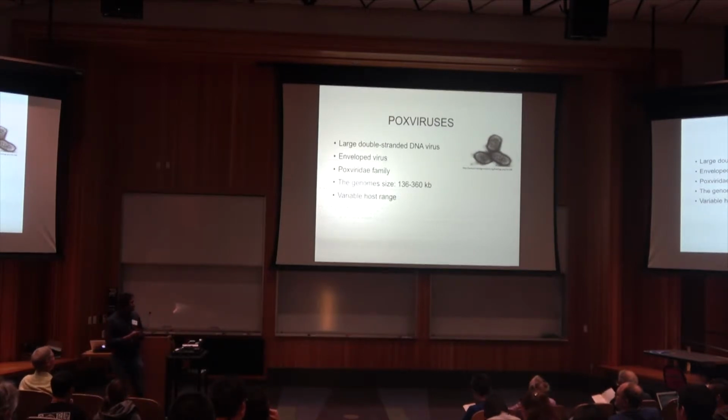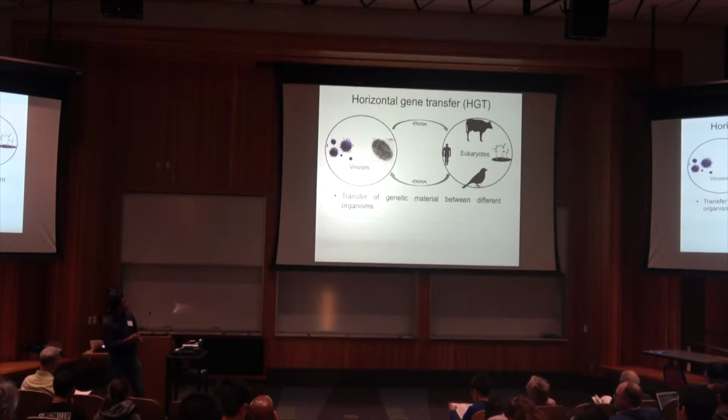And pox viruses, like other DNA viruses, acquired a large number of genes that are homologs of cellular genes, which pox viruses might have acquired through horizontal gene transfer. And horizontal gene transfer is the transfer of genetic material between different organisms. An example can be gene transfer between viruses and eukaryotes.